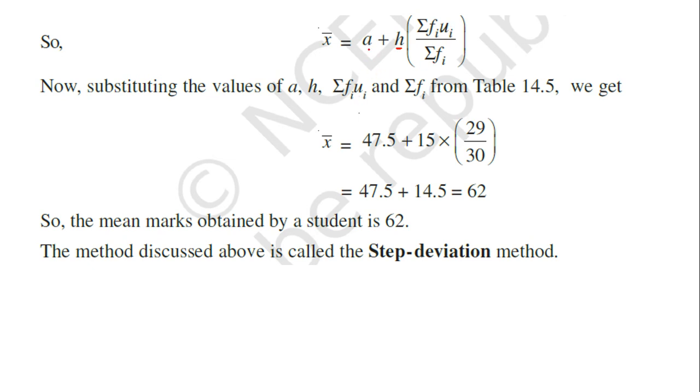If you put in all these values, as you know, a is equal to 47.5 and h I have already written in my previous slide, that is 15, and sigma fiui we have just calculated right now, 29, upon sigma fi, that you all know is 30. If you simplify, again 62 will come. The same answer has come, and obviously the same answer must come, because if you use any method, the answer cannot change. So here the final answer is 62, and it's called the step deviation method.